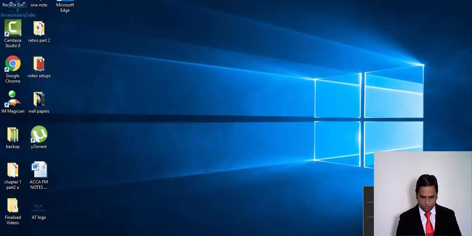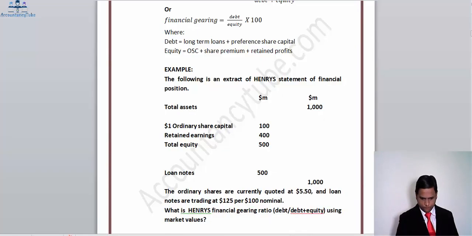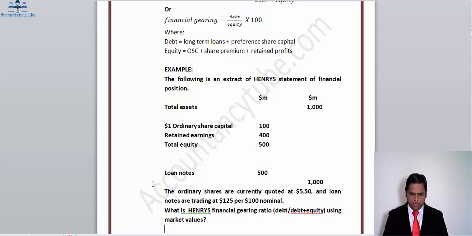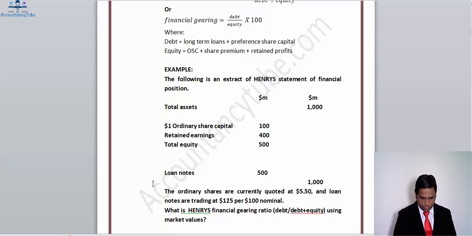Let's start with the example. The following is an extract of Henry's statement of financial position. We've got total assets of 1000 million, share capital of 100 million, retained earnings of 400, total equity becomes 500, and we have got loan notes of 500 as well, which becomes the total. Now, the ordinary shares are currently quoted at 5.50 and loan notes are traded at 125 over 100. What is Henry's financial gearing ratio?